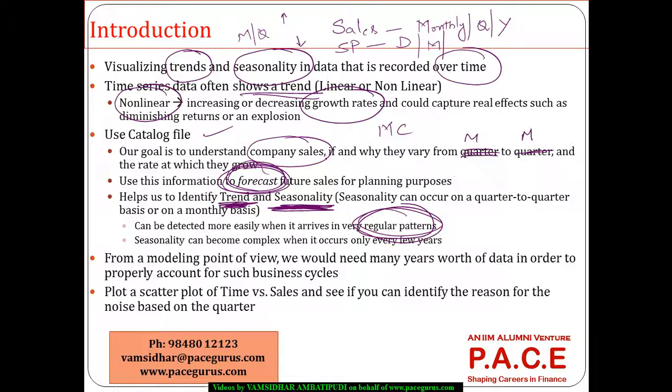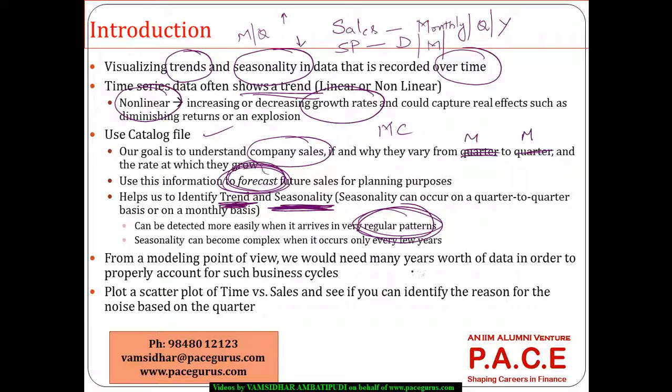But of course, if the seasonality is becoming more and more complex, if the seasonality is not observed year after year continuously, then it becomes a difficult thing to assess the seasonality. But any time series data, generally we would be assessing it both for the seasonality as well as for the trend, so that we can bring out interesting patterns which can help in forecasting the data much more effectively.